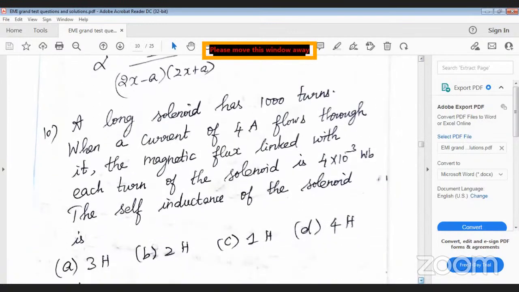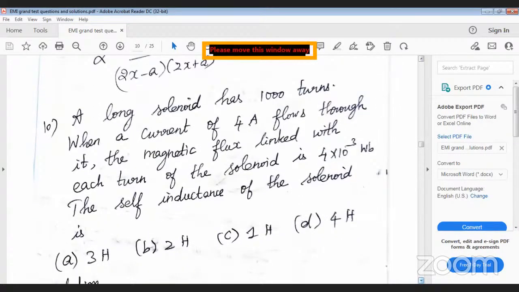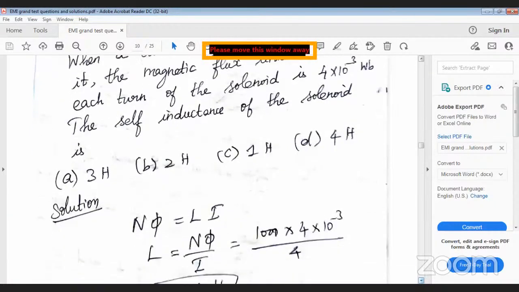Then question number 10. A long solenoid has 1000 turns. When a current of 4 ampere flows through it, the magnetic flux linked with each turn of the solenoid is 4 into 10 power minus 3 Weber. The self-inductance of the solenoid is. So you have a long solenoid of 1000 turns. When a current of 4 ampere flows through it, the magnetic flux linked with each turn of the solenoid is 4 into 10 power minus 3 Weber. The self-inductance of the solenoid you need to find out.